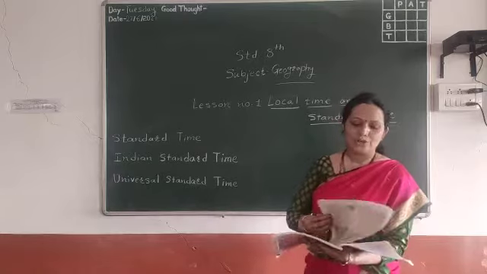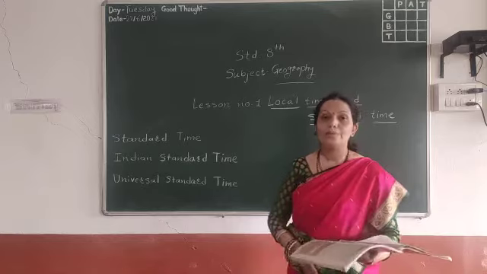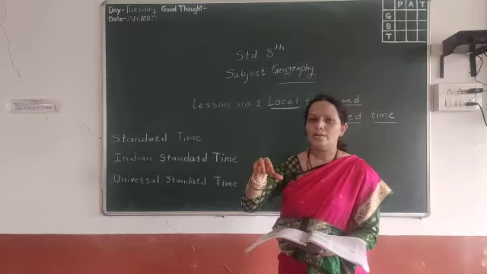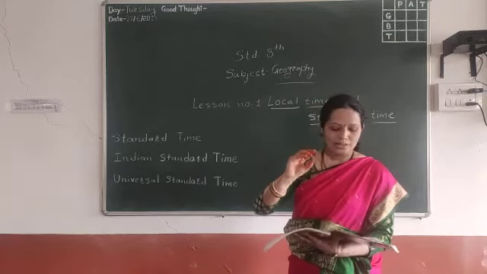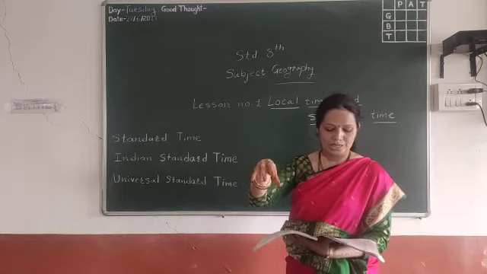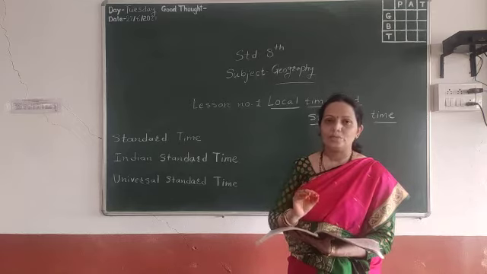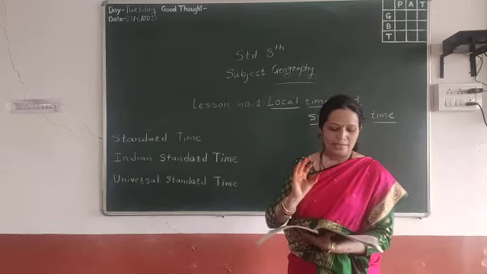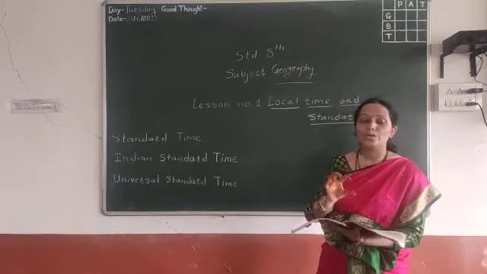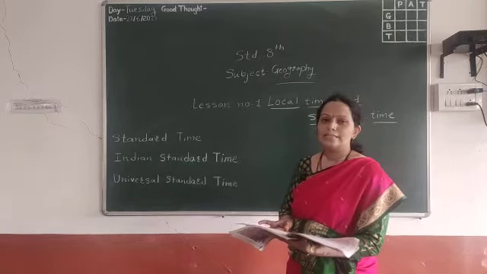In our last video I explained the local time. What is meant by local time? Local means a specific area. The time of a place as decided by the location of the sun in the sky is known as local time. It depends on the location of the sun in the sky. That point we discussed in our last video.